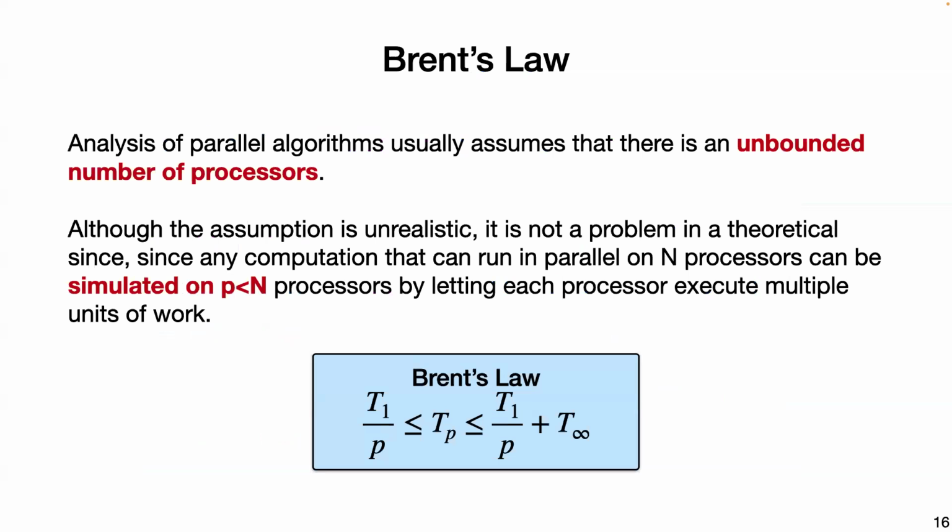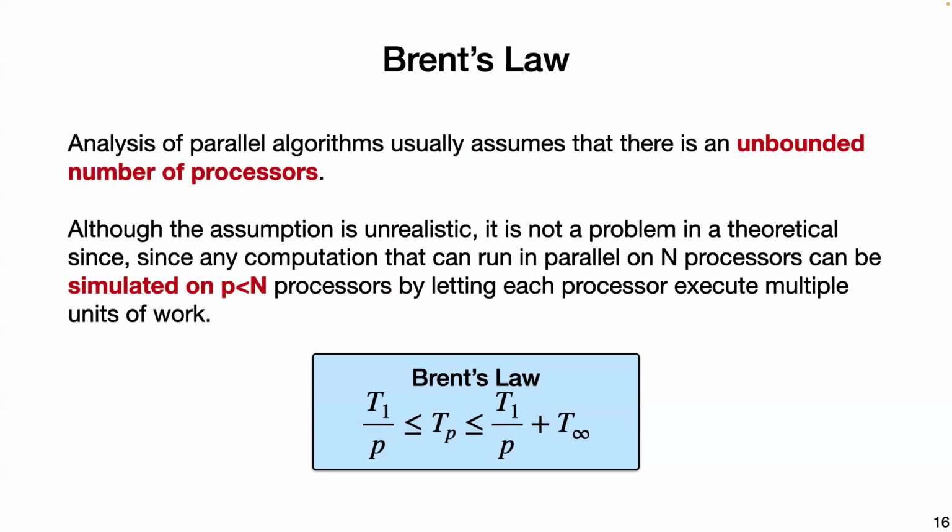The span is unrelated to the number of processors. Like I said, the span is your time if you had infinitely many processors. Usually, for simplicity, from a theoretical standpoint, we assume that there are infinitely many processors. Of course, in reality, we have a bounded number of processors. But we learned from Brent's law last time that if you have an algorithm that runs on more processors, you can always run it on fewer processors.